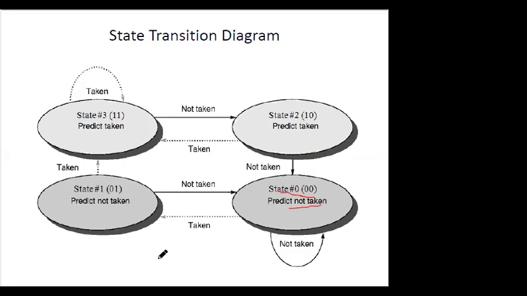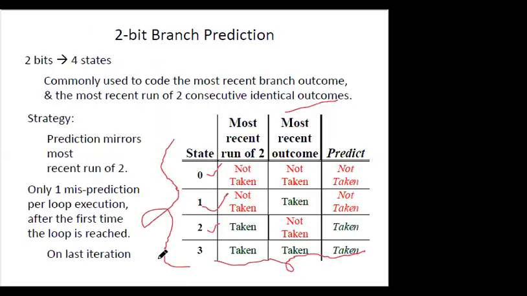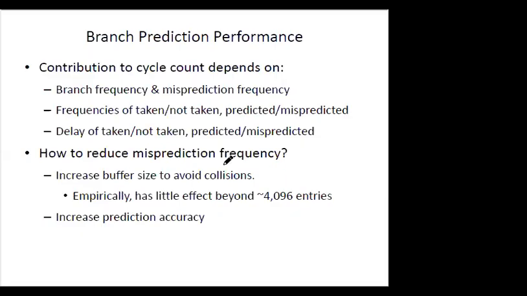On the basis of this, we look at branch prediction performance: with branch frequency and misprediction frequency decreased. And how do we reduce misprediction frequency? We have to increase the buffer size. But the buffer size of the table cannot be increased beyond a certain point because it involves a larger area and greater power dissipation, so it has to be restricted. Empirically, it has little effect beyond 4096 entries, so it can be restricted to that.